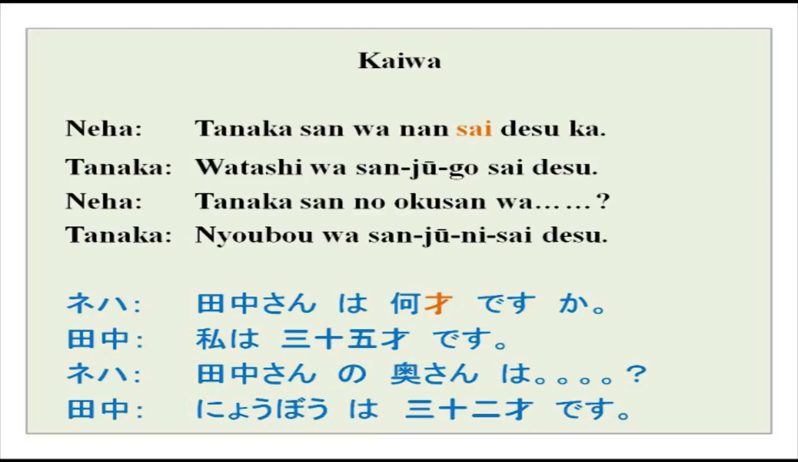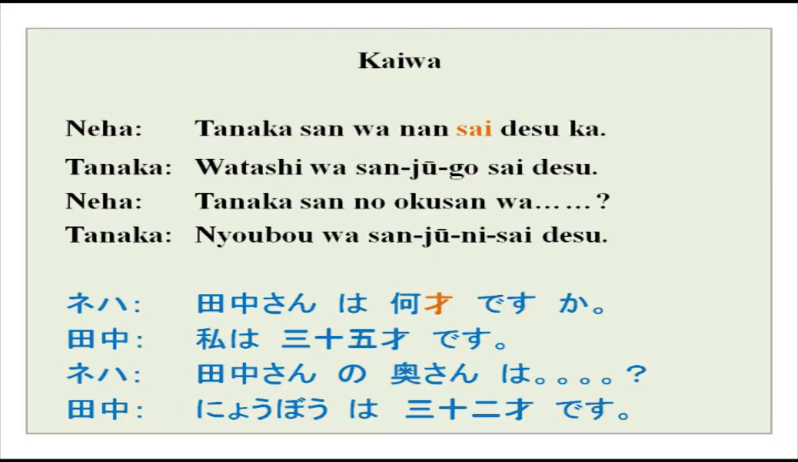Neha wants to know how old Tanaka is. So, sai over here, this word sai, which is new for you today, means age. Tanaka-san wa nan. Nan, this word nan you have already done. Over here, nan means how and not what, as we have done earlier. Tanaka-san wa nan sai desu ka means how old are you? Watashi wa 35 desu. I am 35 years old.